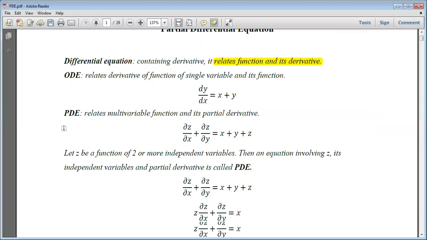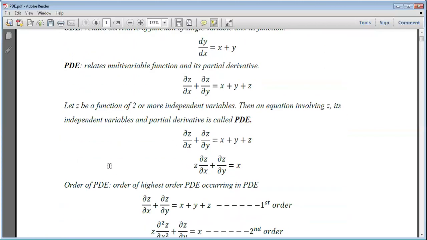Another class is PDE. PDE basically deals with multivariable functions. The dependent variable z may be a function of two or more independent variables. Here, the independent variables are x and y. So ∂z/∂x plus ∂z/∂y is equal to (x plus y) by z. So it is a partial derivative of z and a relation between the functions x, y, z. That kind of equation is known as a partial differential equation.